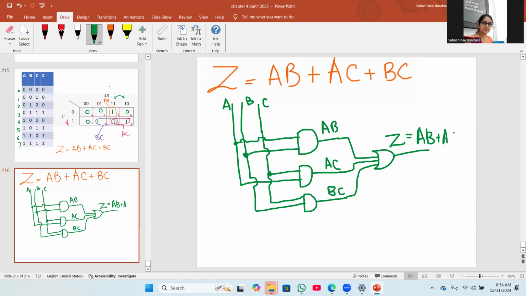AC plus BC. And another thing we are writing, check whether the correct literals are there.